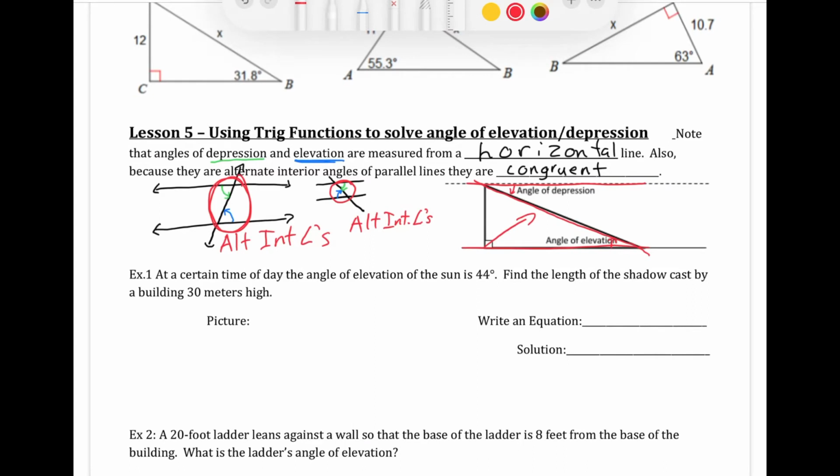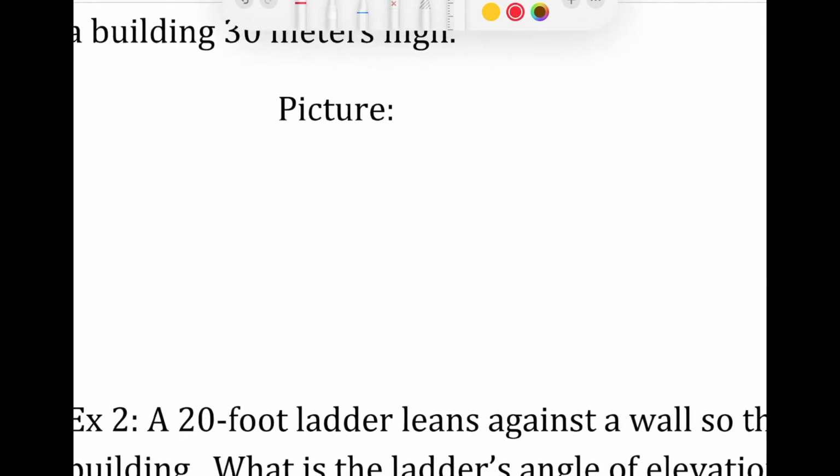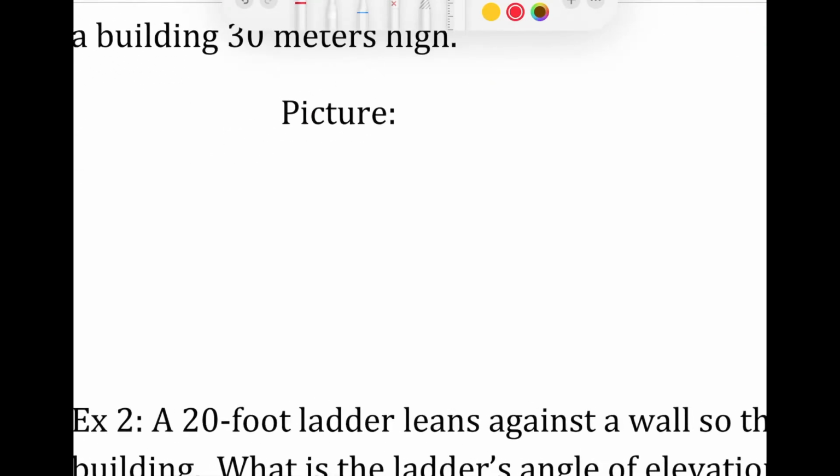At a certain time of day, the angle of elevation of the sun is 44 degrees. Find the length of the shadow cast by a building 30 meters high. So if you are really good at drawing, this is your time to shine. Mine are not going to be perfect, so please bear with me.